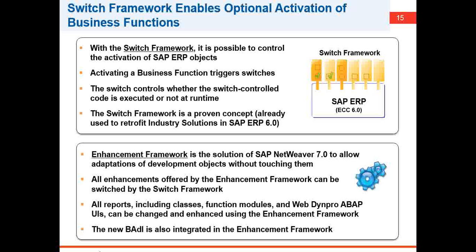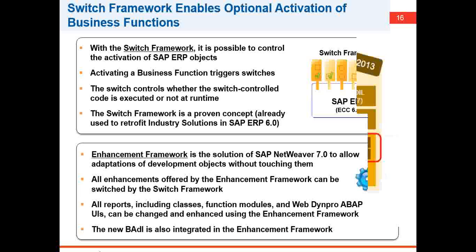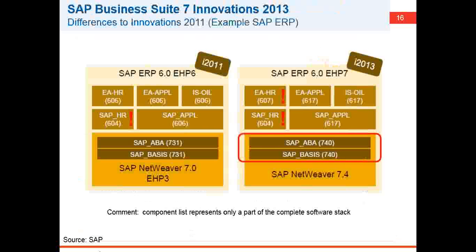All right, Business Suite 7, Innovations 2013, and some of the differences between Innovations 2011 and Innovations 2013. And this is based on ERP. You'll notice the version numbers that are out here. On the old version basis, even though it was NetWeaver 7.0 Enhancement Package 3, within the SAP components, the ABAP and basis versions were actually version 7.31. It is now officially NetWeaver 7.40, and your ABAP and basis layer reflect that.